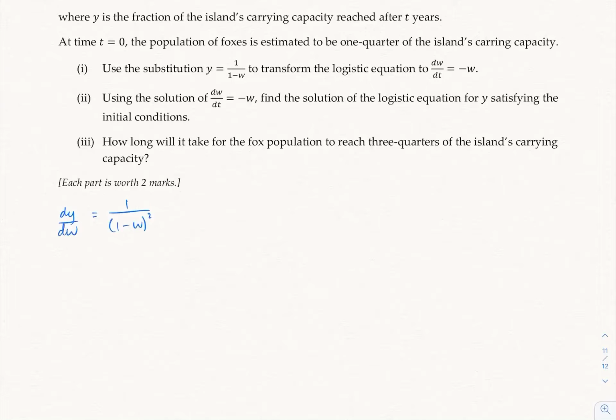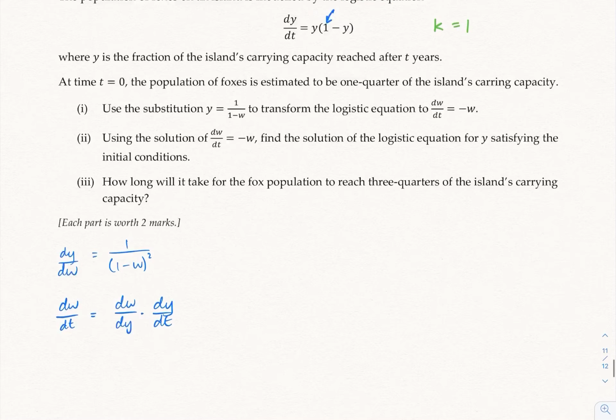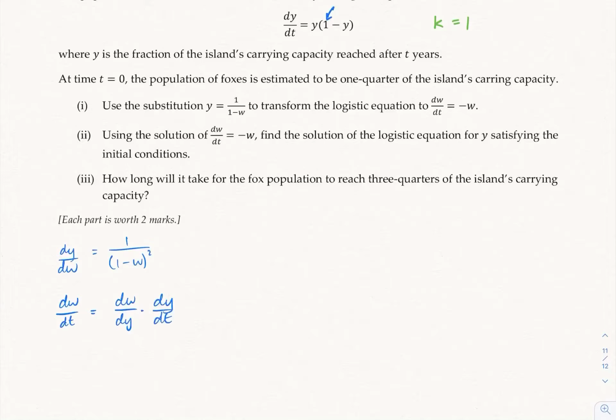We want to get dw/dt equals negative w, so let's just write down what we want here. dw/dt, definitely some chain rule going on here. So that's dw/dy times dy/dt. And dy/dt is given to us at the top of the page, so we can use that. Now, I've got dy/dw equals 1 over (1 minus w) squared, so dw/dy, which is what we need here, is the reciprocal of that, (1 minus w) squared.